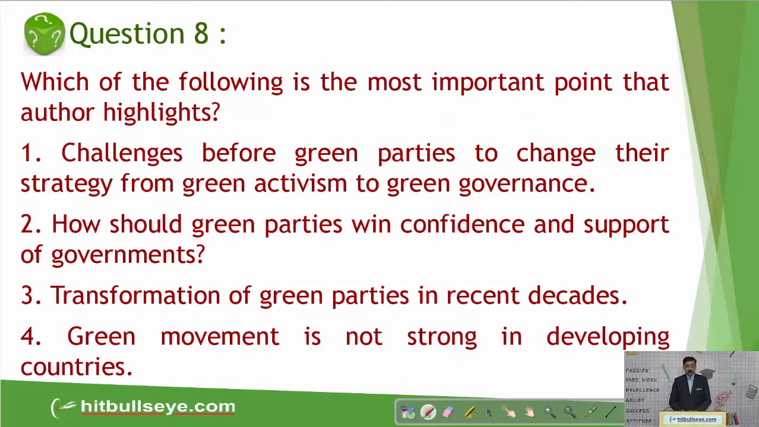Next question is based on which of the following is the most important point that author highlights. In the passage you will find that now the time has come for the green parties to rethink, revisit their strategies, and should make strategies as per the demand or as per the time or the situation or the aspirations of the people, rather than just moving around green peace, green technology and green demands. So that is a major challenge that these parties have to face. Going by this particular explanation, the answer would be option 1.